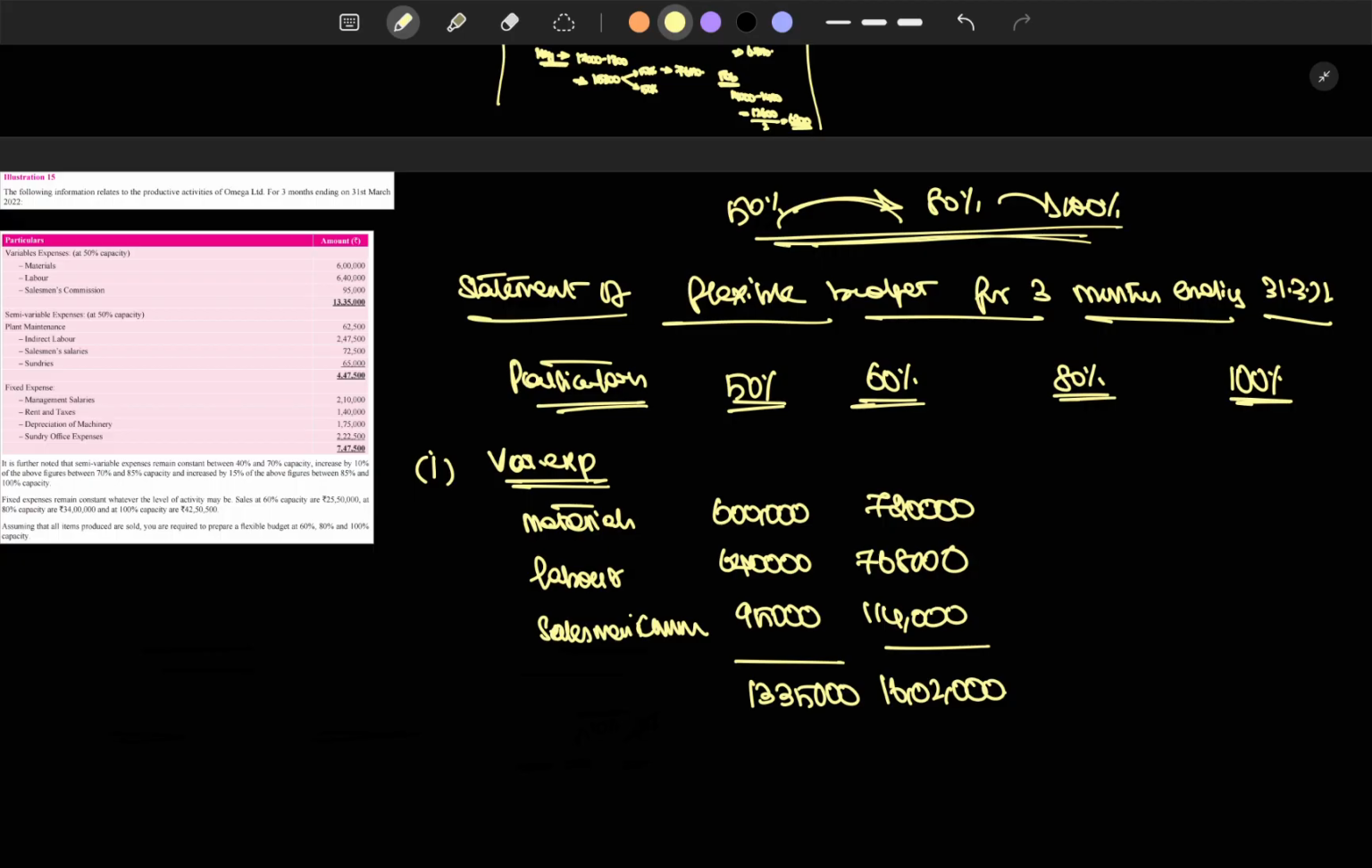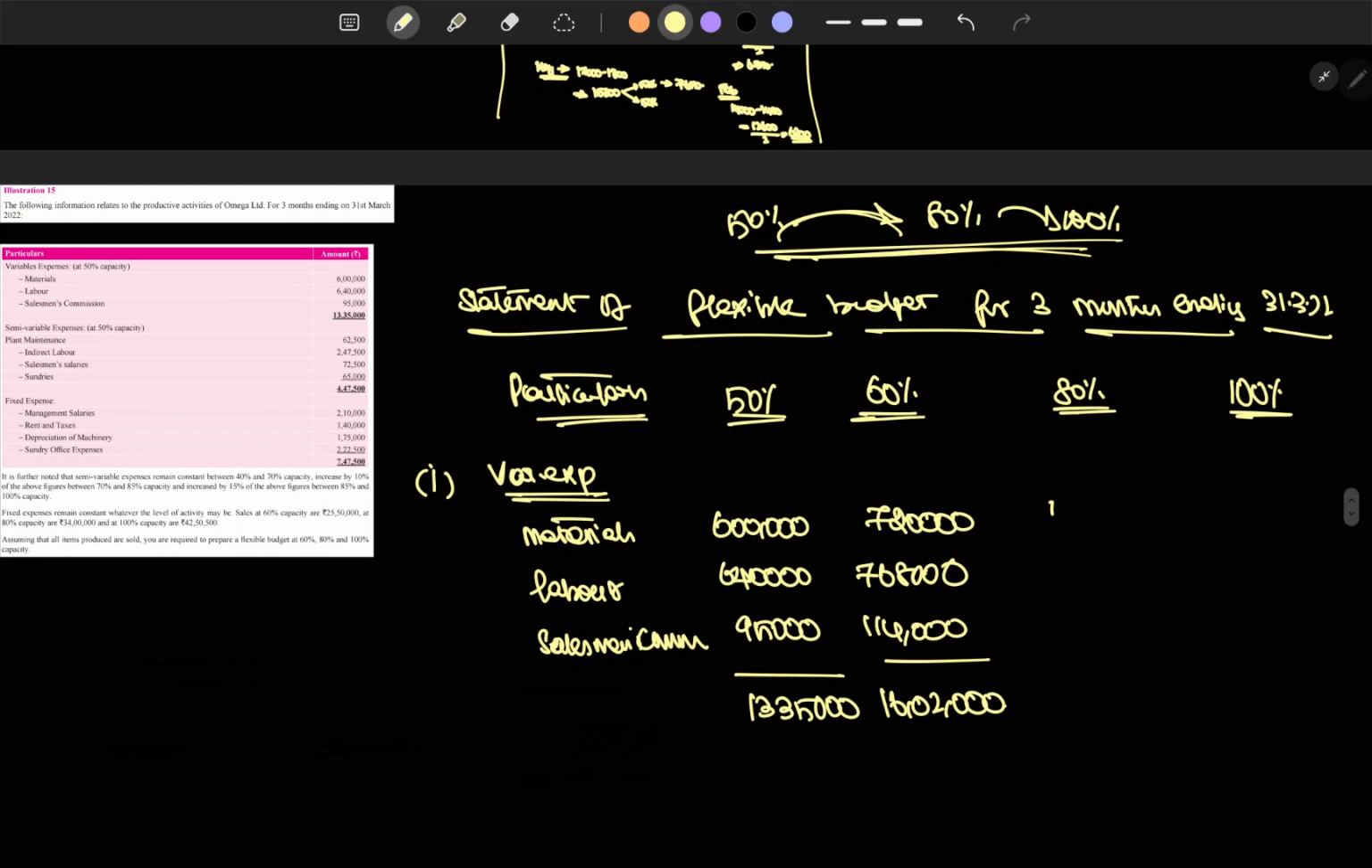80 percentage capacity level, let's find it out. 50 to 80, 9,60,000, into 100, which is 12 lakhs. 6 lakh 40,000 divided by 50 into 80, which is 10 lakh 24,000, and then 12 lakh 80,000. 95,000 divided by 50 into 80, which is 1 lakh 52,000, and then 100, which is 1 lakh 90,000.